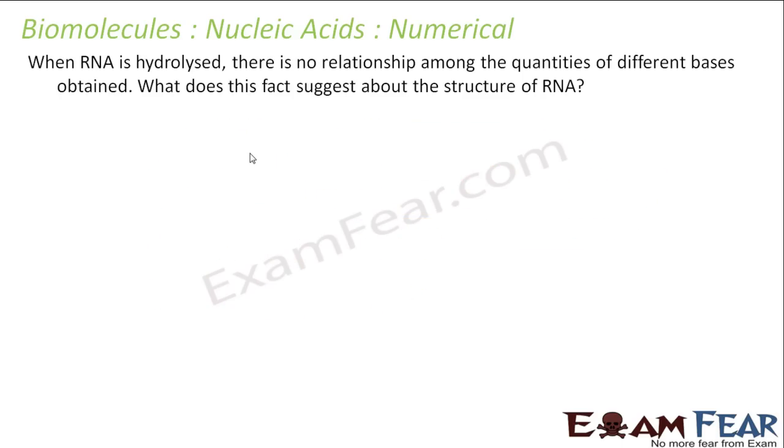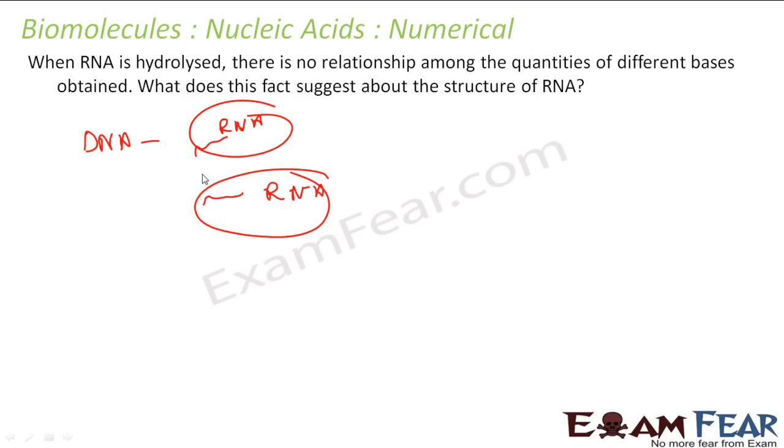The next is, when RNA is hydrolyzed, there is no relationship among the quantities of different bases obtained. What does this fact suggest about the structure of RNA? See, RNA is not one single structure, right? So this is DNA, which produces small packets of RNA, and these RNAs are all different. They are hydrolyzing this RNA and getting different output. In one RNA they are getting output 1, in another output 2. That means all the RNAs are different. They have different sequences. DNA is the same for a given person.